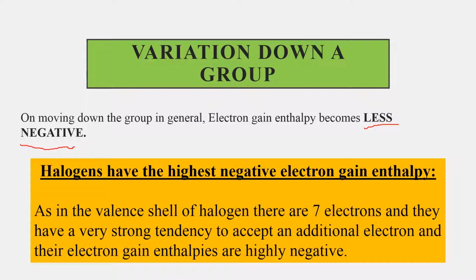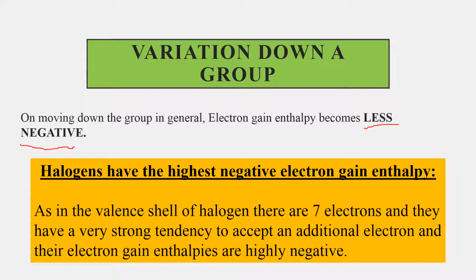And if I am talking about high electron gain enthalpy, it means the value should be in highly negative form, because at that time on adding the electron, energy is released, and as the energy is released, the value becomes negative in that case.